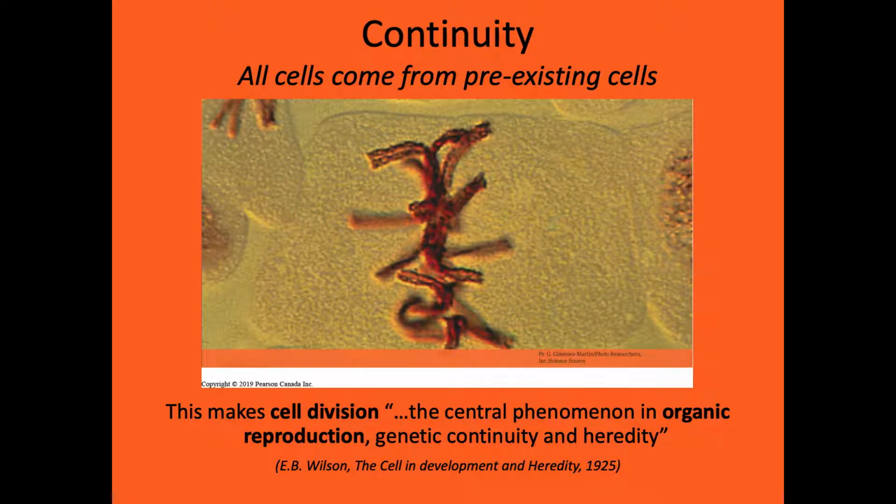Continuity refers to reproduction, the passing on of genes from one generation to the next. For cells, this means making more or new cells, and based on cell theory, all new cells come from pre-existing cells, and that requires cell division.